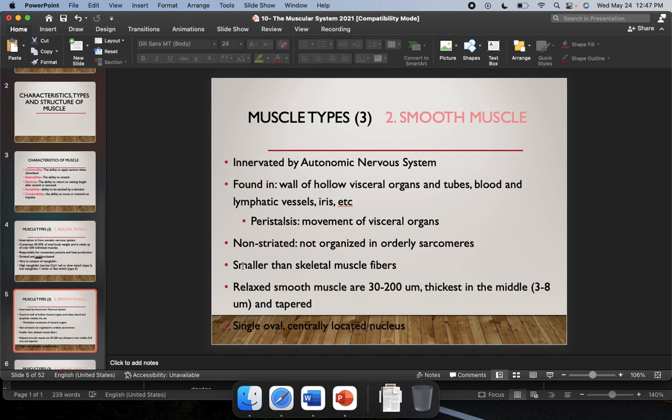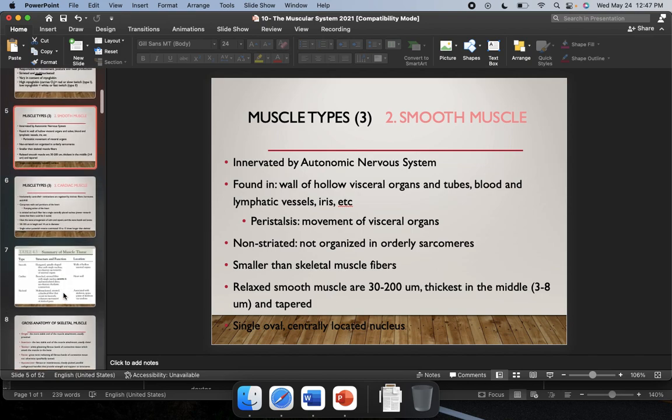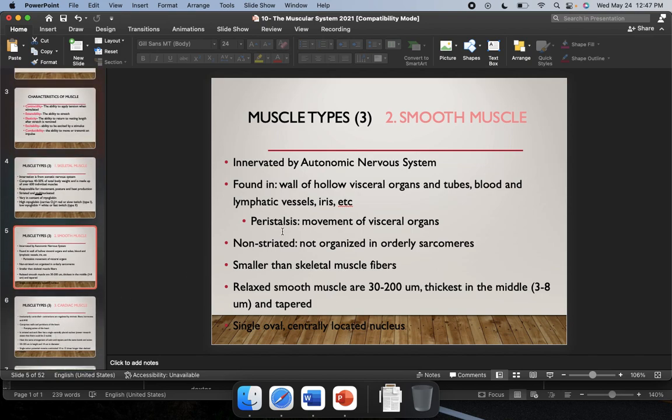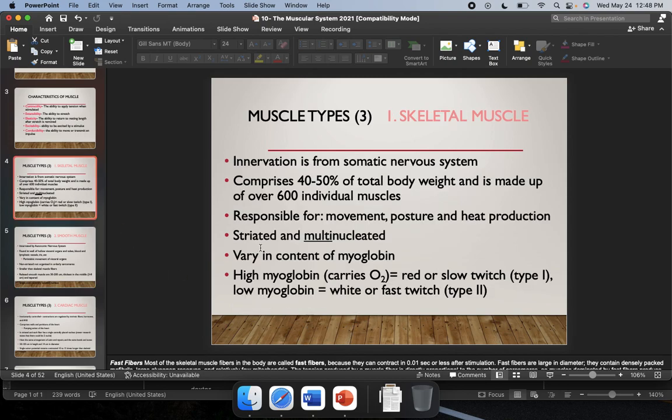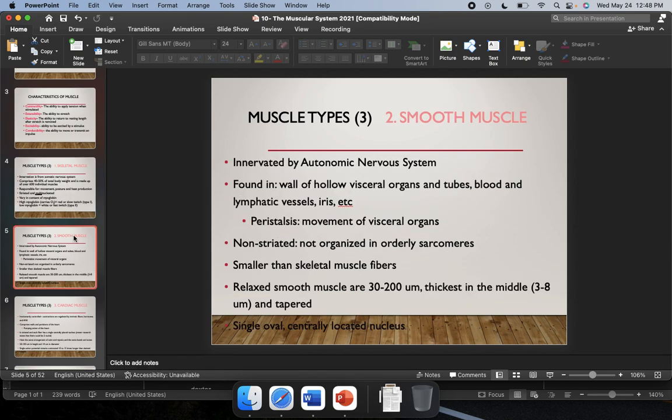Smooth muscle has smaller muscle fibers than skeletal muscle fibers. Relaxed smooth muscle fibers are 30 to 200 micrometers, thickest in the middle, and they taper. I will show us a picture in class. There is a single, centrally located nucleus, unlike skeletal muscle, which has multiple nuclei located at the periphery. So if you compare and contrast these muscle types.